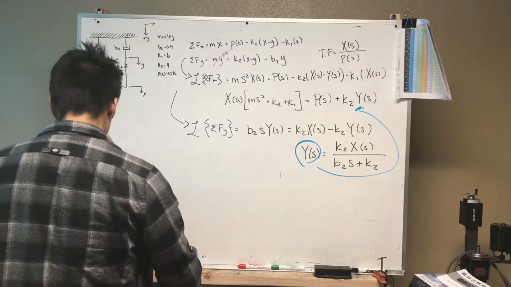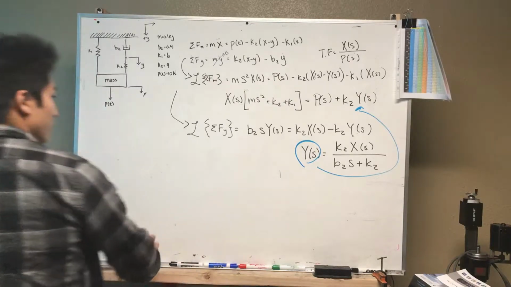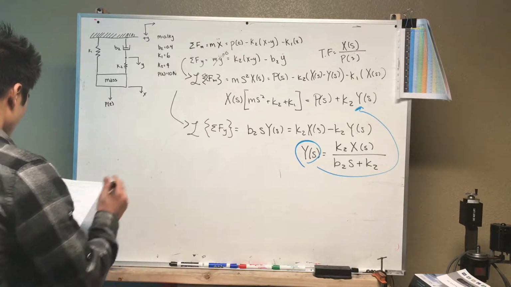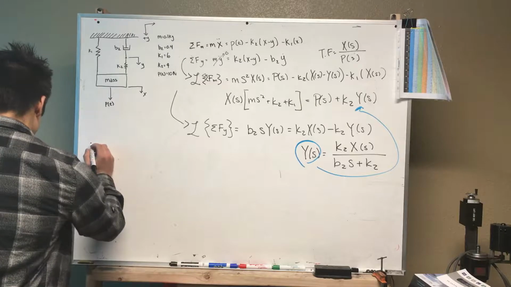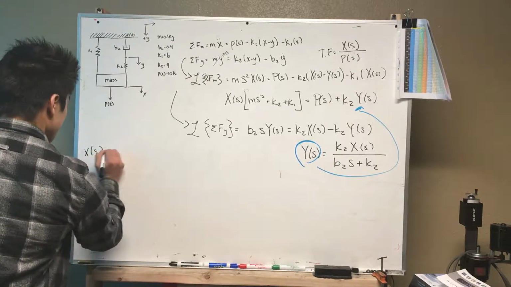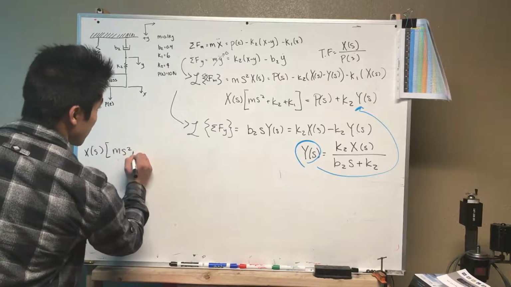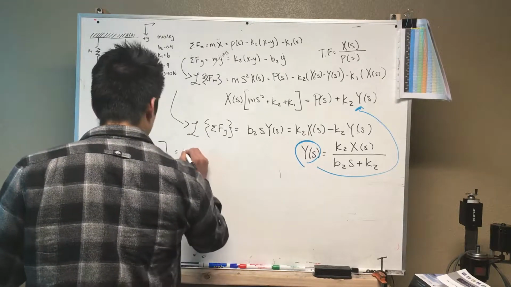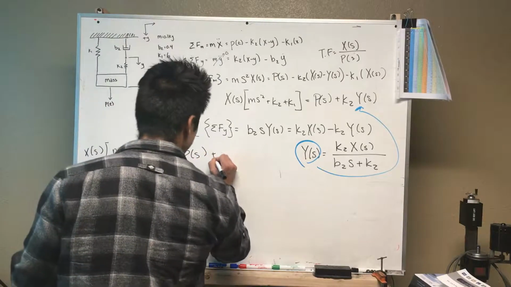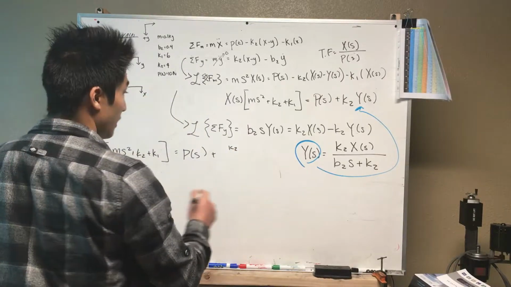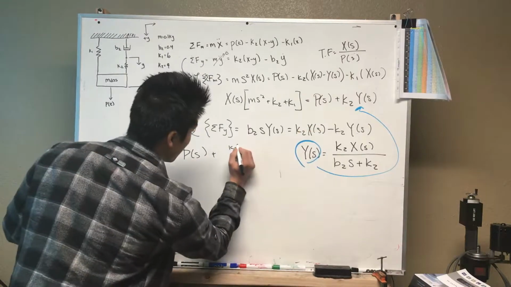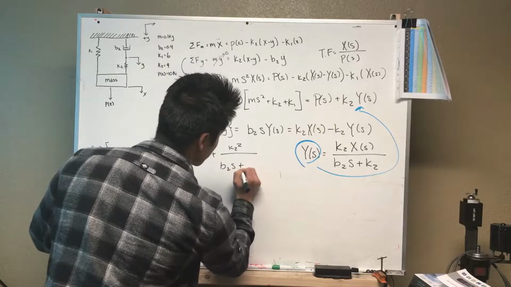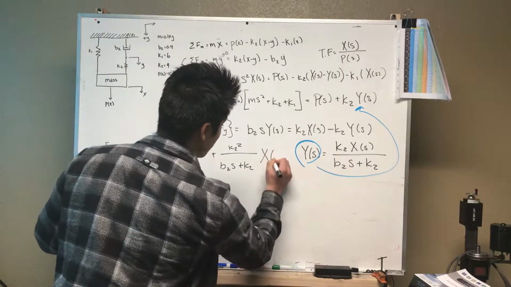And when we do that, we're basically going to have, man, this gets long, sorry: X(s) times (m s squared plus k2 plus k1) equals P(s) plus k2 squared over (b2 s plus k2), and then we have our X(s) here.